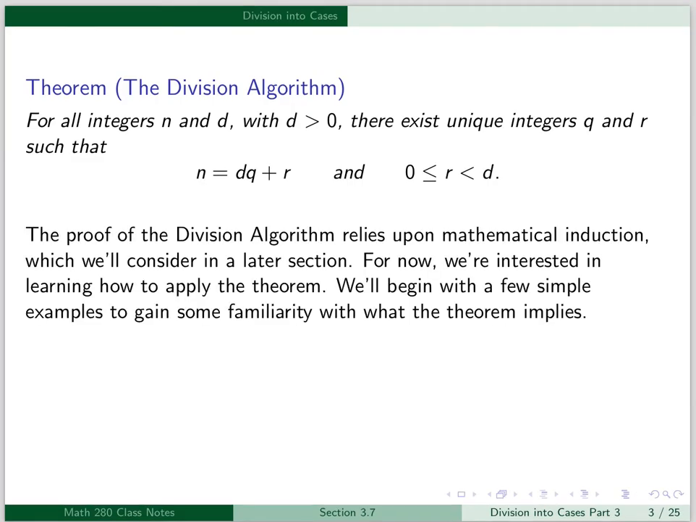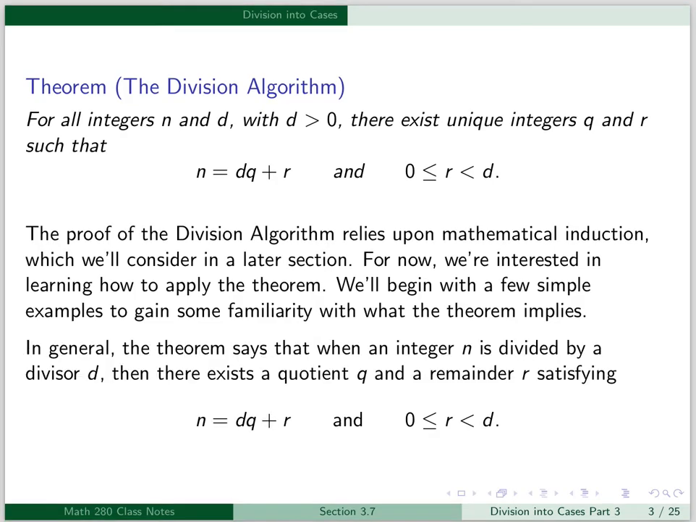The proof of the division algorithm relies upon mathematical induction, which we'll consider in a later section. For now, we're interested in learning how to apply the theorem. We'll begin with a few simple examples to gain some familiarity with what the theorem implies. In general, the theorem says that when an integer n is divided by a divisor d, then there exists a quotient q and a remainder r satisfying the two conditions. n is equal to dq plus r and 0 is less than or equal to r is less than d.